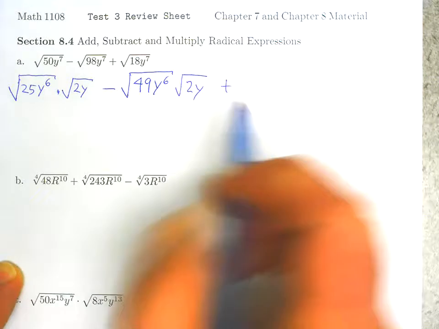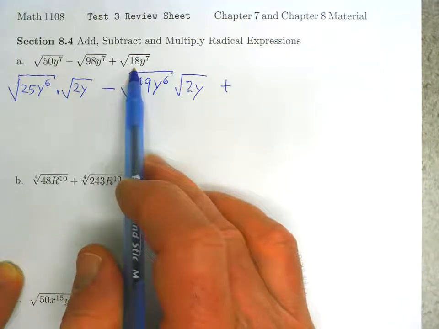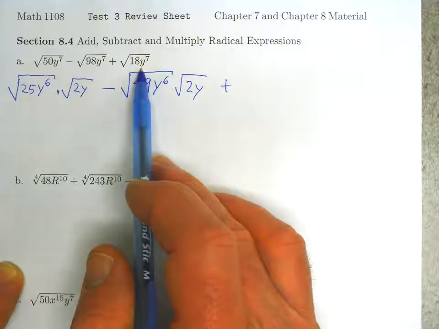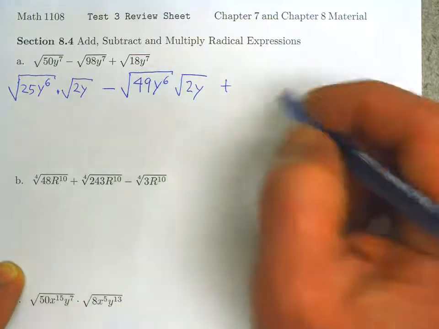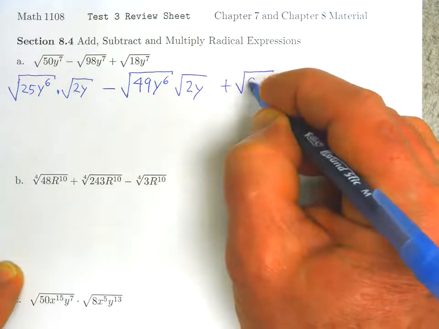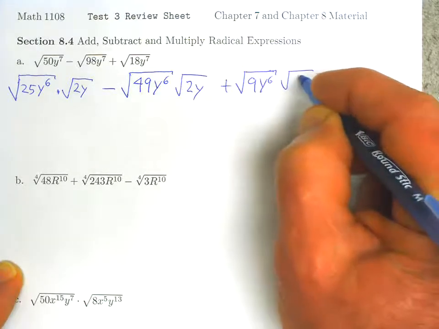And then finally, the third radical, the largest factor of 18 that's a perfect square is 9. 9 times 2 is 18. The largest factor of y to the 7th that's a perfect square is y to the 6th. So we write this as plus the square root of 9y to the 6th times the square root of 2y.